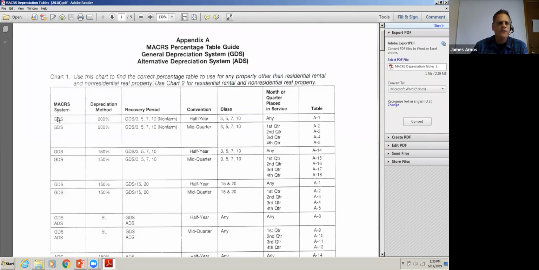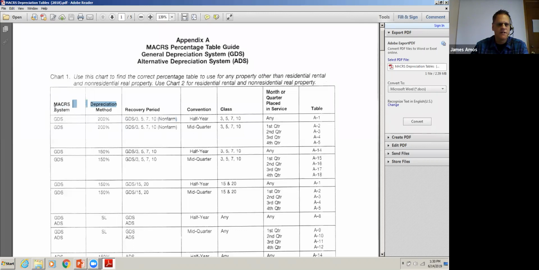So now, how do you know which one to use? Well, again, anytime you see GDS, know we're talking about the Makers system. So if you're using GDS or Makers and you're using a 3-year, 5-year, 7-year, or 10-year period of time, not including farms, because farms have a little bit different system that you look at, and you're using the 200% declining balance method, so you're using Maker's GDS system.